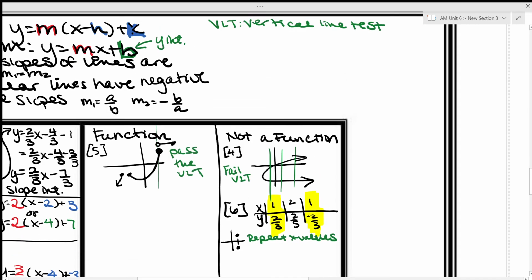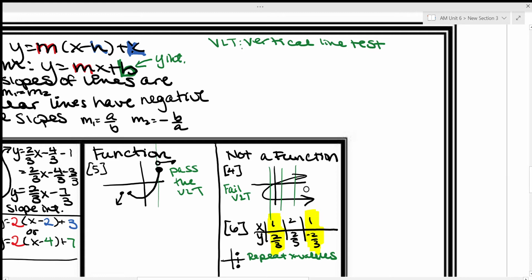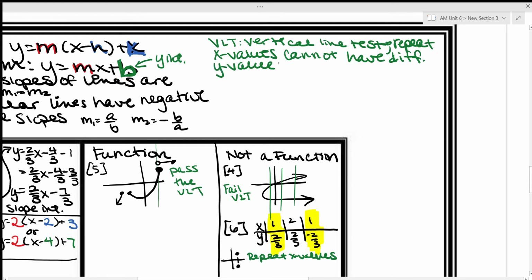Okay, so I'm going to write that down up here with my vertical line test. Repeat x values cannot have different y values.